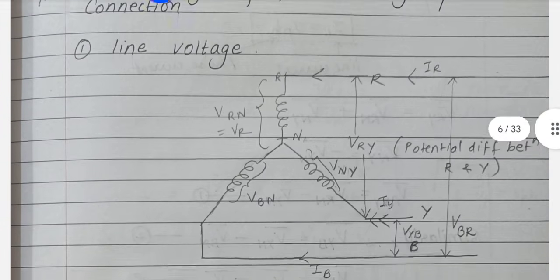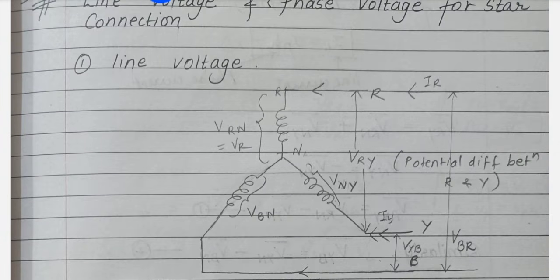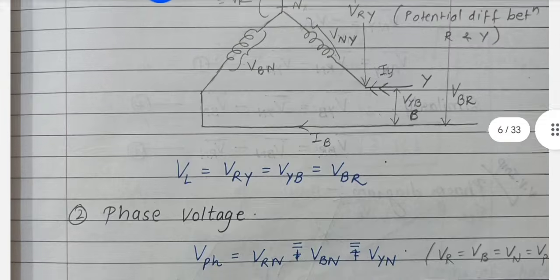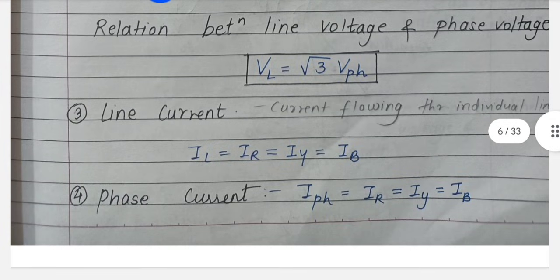In the diagram, we have only three currents, that is IR, IY and IB. Those are only the line currents. The definition: the current flowing through any one of the line conductors in a three-phase system is denoted as IL, and it is the same for all line conductors in a balanced system. The phase current in this star connection is also the same. You have to represent it as IPH, the phase current. So this phase current is equal to IR equal to IY equal to IB.